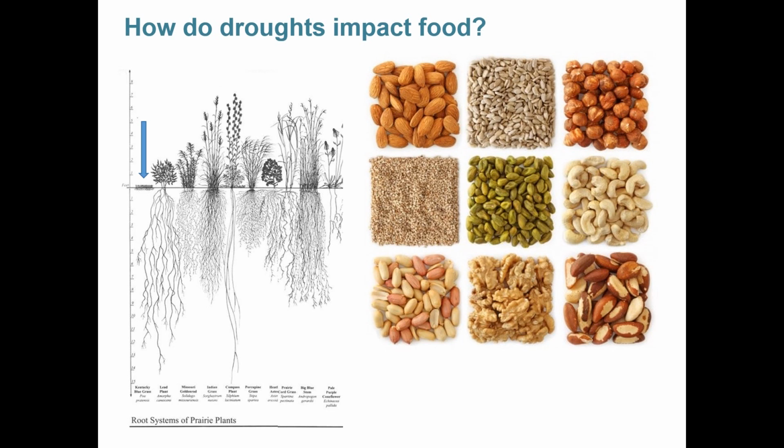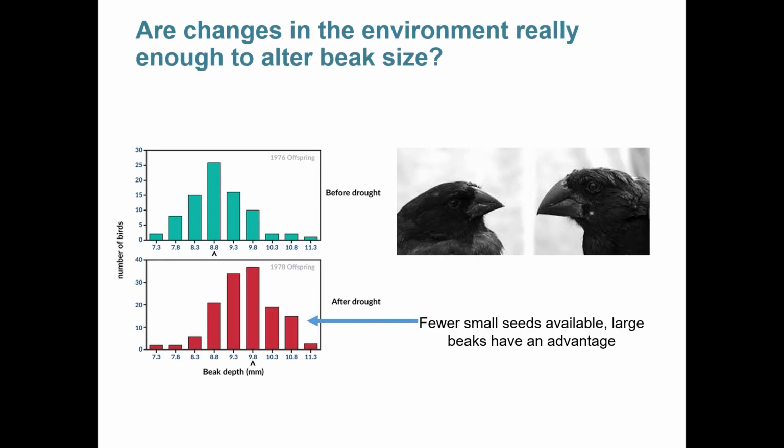So things like nuts from trees are more likely to be available during a drought, whereas seeds from things like grasses might not be. This means that during a drought, birds with larger beaks tend to have an advantage because they can break open those bigger seeds from deeper rooted plants. And that's exactly what the scientists saw when they went back and measured when the drought was over in 1978. The average beak size had increased by an entire millimeter.